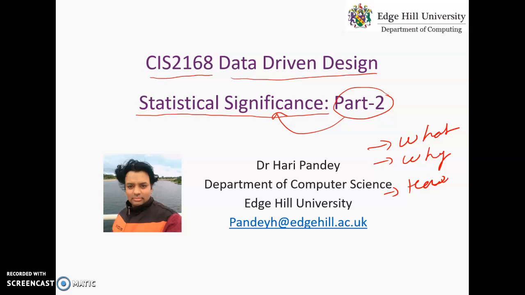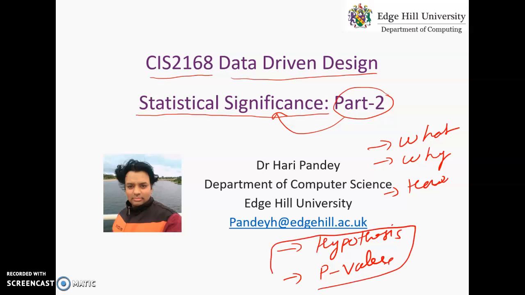In this session, we'll explore it further and try to understand hypothesis, statistical hypothesis, and the role of p-value in statistical significance. This is what we are going to do in part number 2.